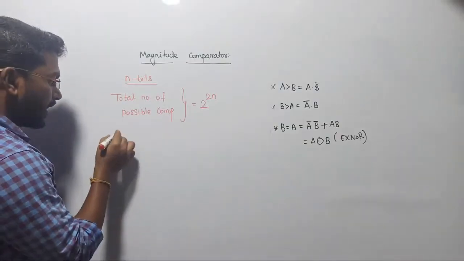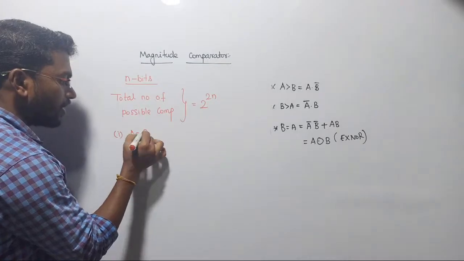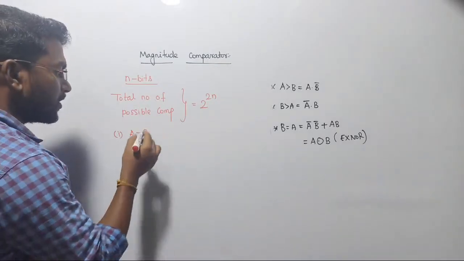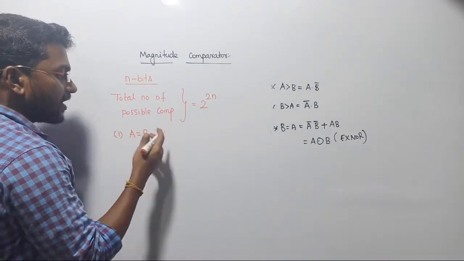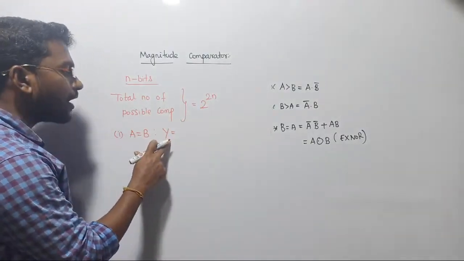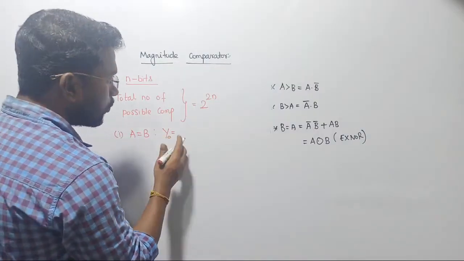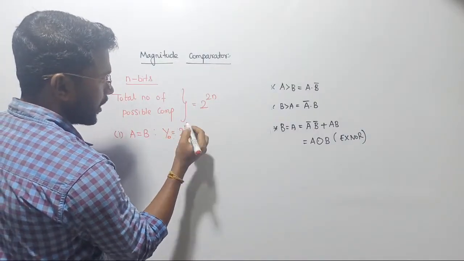Now here, case number 1: if A is equal to B, you can see its correspondent possible output combinations. Let me call them Y0 simply, or you can consider Y1. Its possible output combinations should be equal to 2 power n.